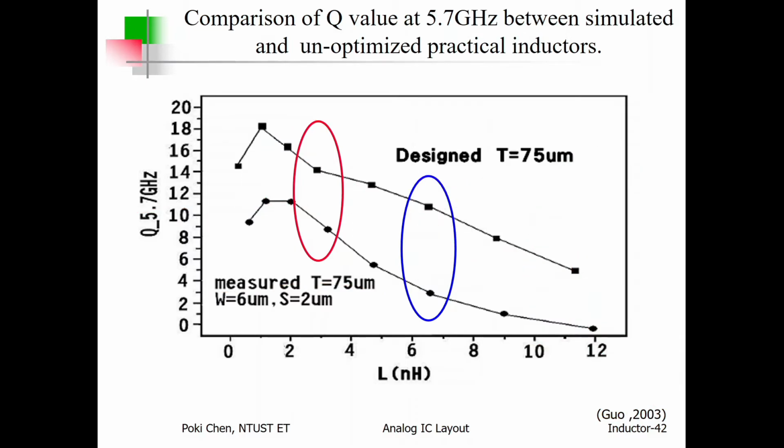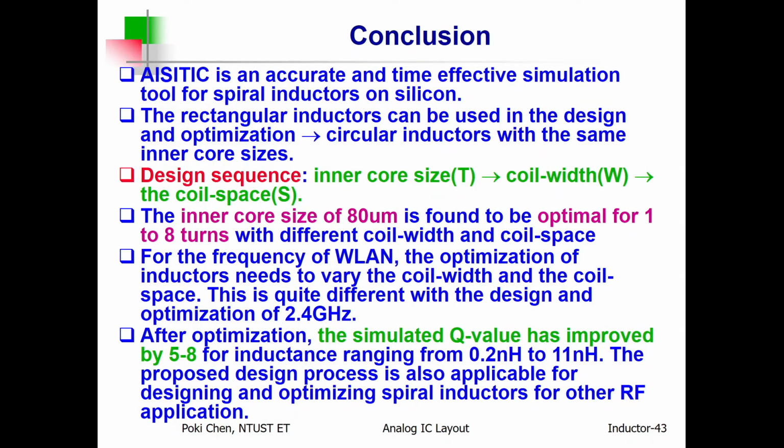If you have patience and innovation, you can do anything different and innovative to make the best result, just like the author of this paper. So this is some kind of very simple conclusion. Yeah, the optimization sequence is, first of all, to make the optimum T, then the optimum W, finally the optimum space. And overall, the Q factor is improved by 5 to 8 for this paper.